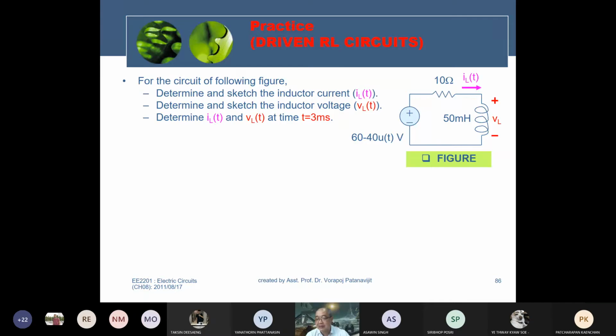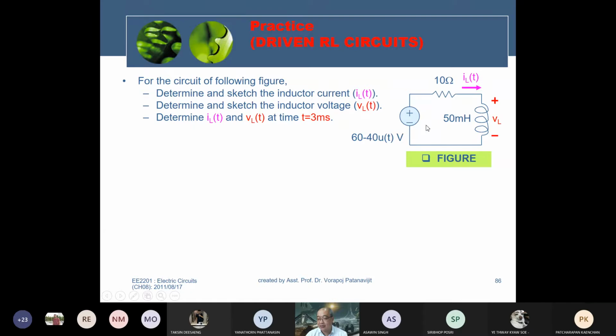Solve it. I will reason through them and try to understand why and where it came from. The circuit contains one source. You can see that the source is comprised of the unit step function. It means for time less than 0, this voltage source equals 60 volts, but for time greater than 0, it equals 60 minus 40.